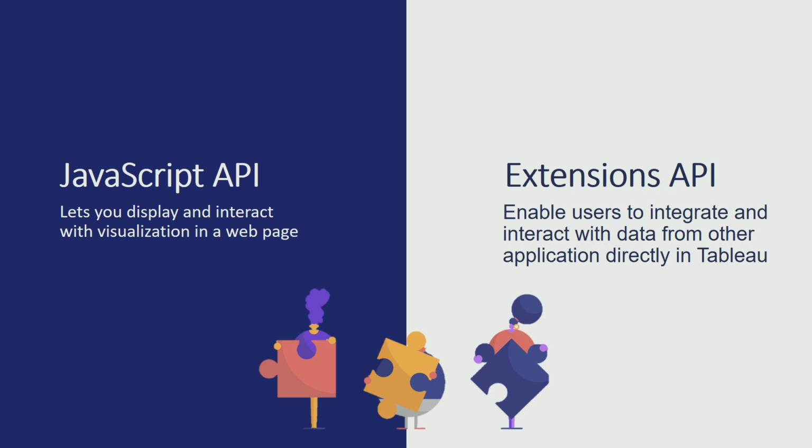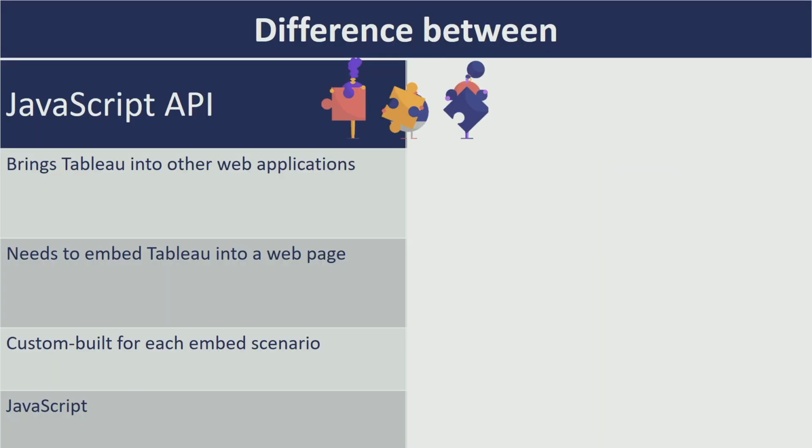The Extensions API is the opposite mindset. In that case, the Tableau dashboard is your application, and you want to put something inside of it so that you don't have to leave Tableau. You can get all of the functionality you need inside the Tableau application.